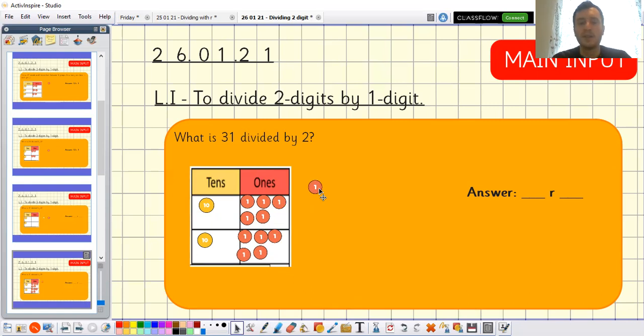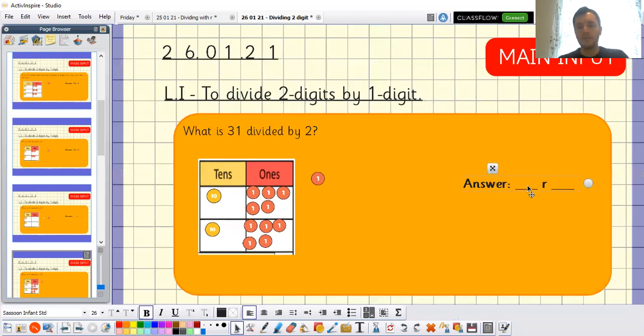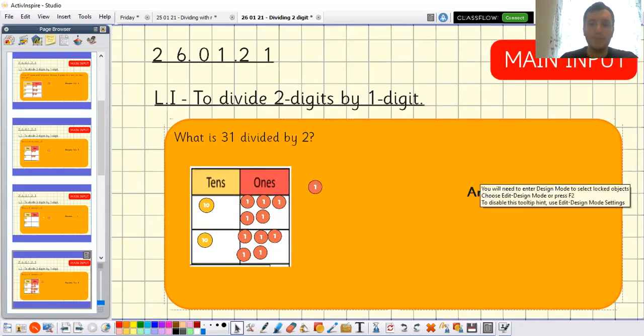And that now gives me my answer. I have 1 10 and 1, 2, 3, 4, 5 ones. So that's 15. And I have 1 left over. So that's 15, remainder 1. Well done if you managed to do that one, and particularly well done if you managed to do the regrouping as well.